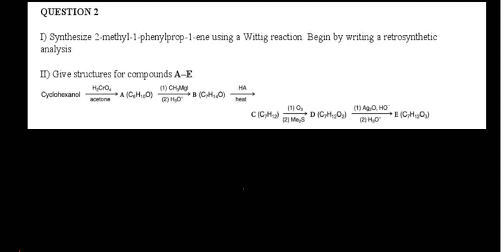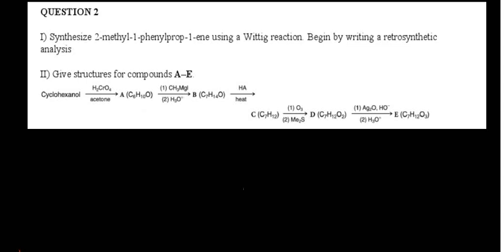So welcome to this session, question 2. Question 2 part 1: synthesize 2-methyl-1-phenylprop-1-ene using a Wittig reagent. Begin by using the Wittig retrosynthesis analysis.